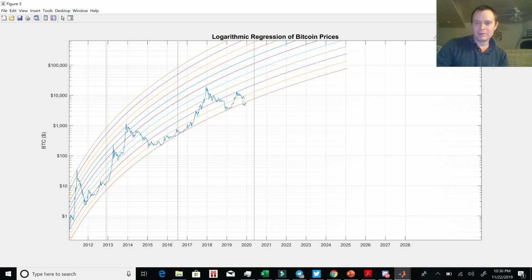So remember, if we were to fall back down to this regression line here, it'll likely correspond to somewhere between, say, $5,000 to $6,000. And the 200-week moving average is $5,000. So I think that'd be a great time to buy in. Not financial advice. That's just my personal opinion on the matter.